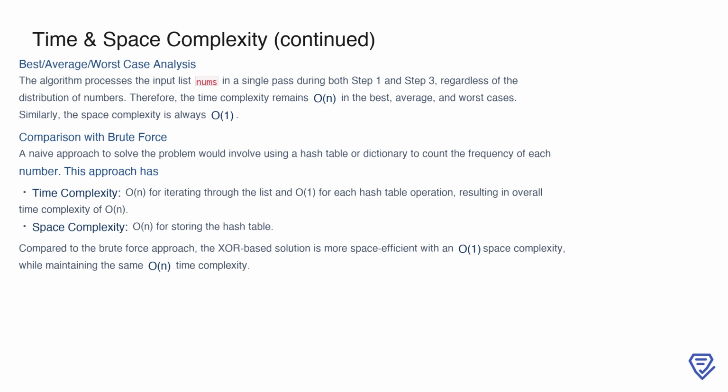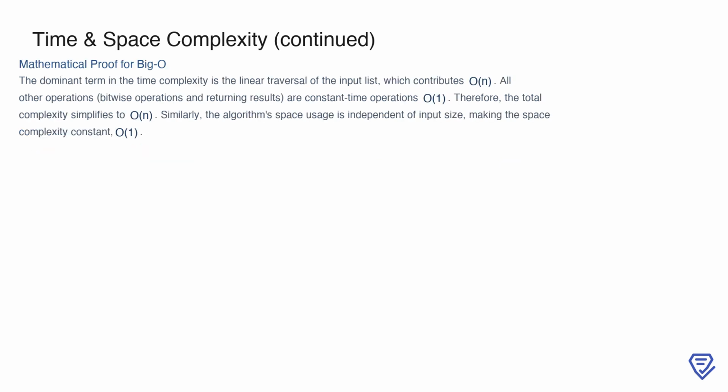more efficient choice. To solidify our understanding, let's look at a mathematical proof for the big O complexity of this solution. The dominant term in the time complexity is the linear traversal of the input list during steps 1 and 3, which contributes O(n). All other operations, such as the bitwise calculations in step 2 and returning the results in step 4, are constant time operations, O(1). When we combine these, the total time complexity simplifies to O(n).